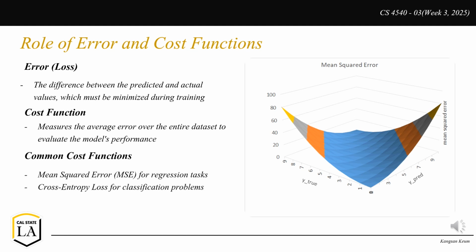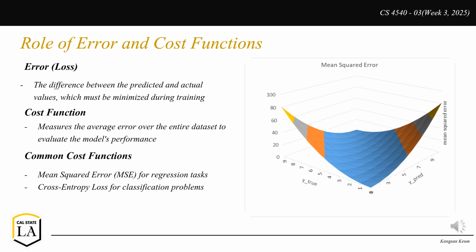When training a neural network, our ultimate goal is to minimize the error between predictions and actual values. But how do we measure this error? We use a cost function, also known as a loss function, which tells us how far off the network's predictions are from the true values. The network's learning process revolves around reducing this cost function.